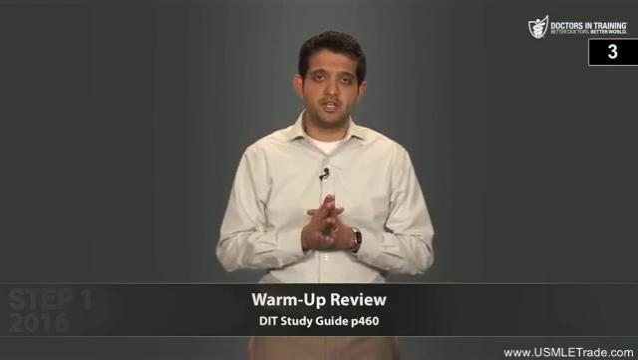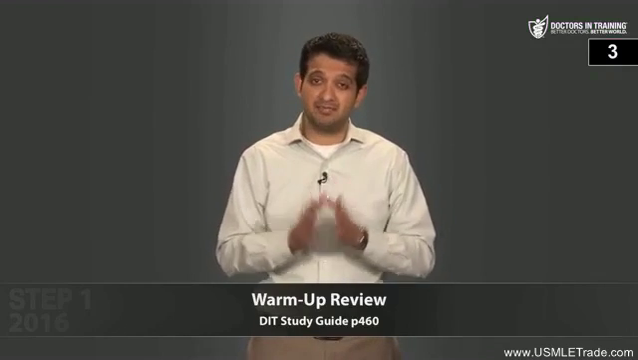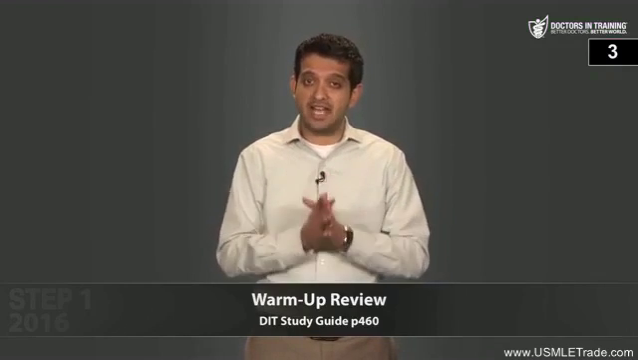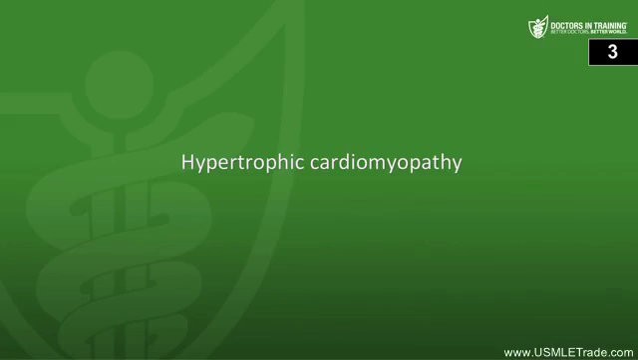Next question. During a high school football game, a young athlete collapses and dies immediately. Which type of cardiac disease should be suspected? So the most common cause of this would be hypertrophic cardiomyopathy.